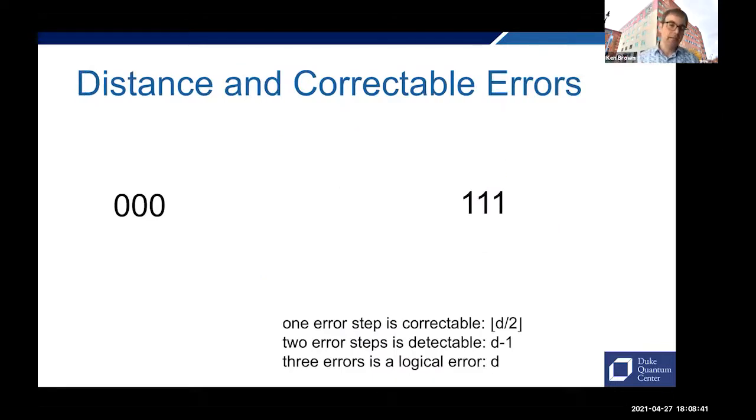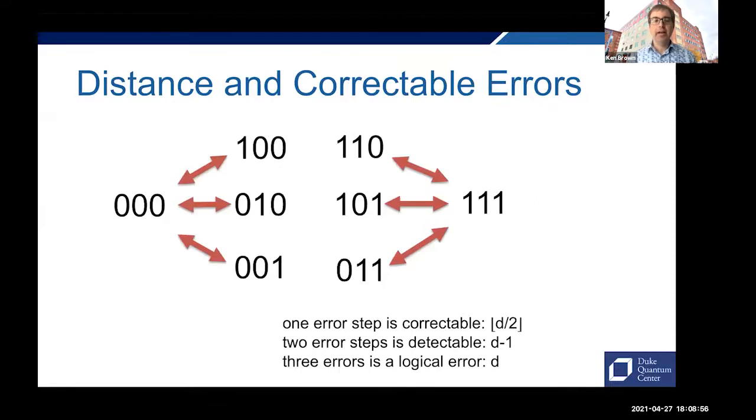I really liked this point that Jens made in terms of thinking about the space of code words. So we have three bits. So we have 2 to the 3 possible bit strings, but we only pick 2 of them to be our code words. And then we can imagine building this sort of cube, hypercube, where errors correspond to moving to strings which are away from the code word. And if we move just a little bit away, we know how to map back. But if we move too far, we get confused.